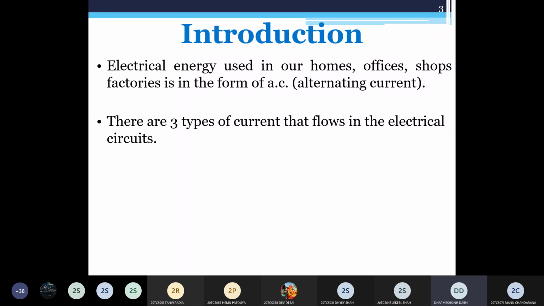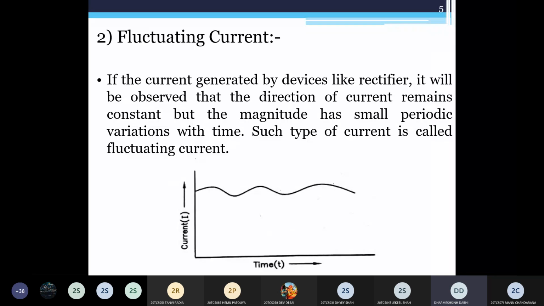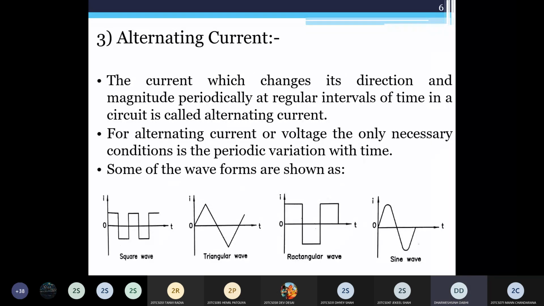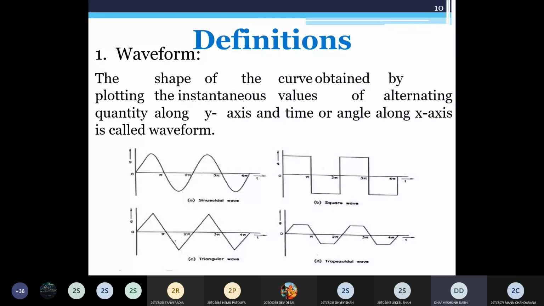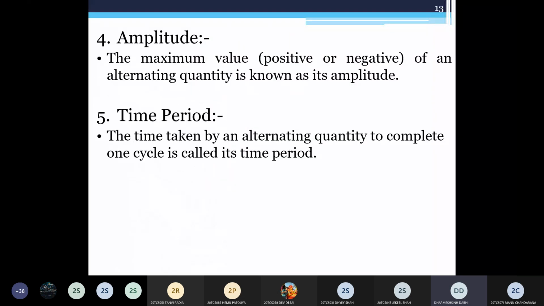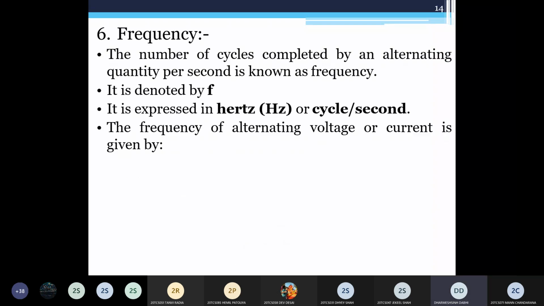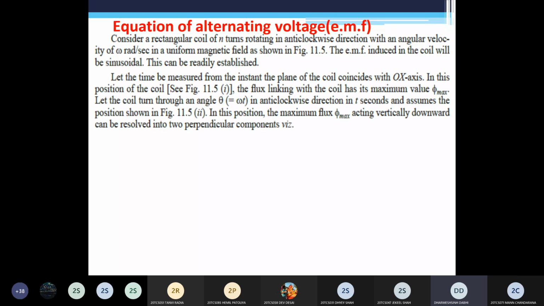Okay, so we first see the difference between AC and DC, a comparison between AC and DC circuits. What are the different types of wave shape? Then we see the different terms related to the AC quantity, like waveform, time period, instantaneous value, cycle, amplitude, frequency, angular velocity, phase angle, phase angle difference, in phase, out of phase, and then we derive the equation of alternating voltage.